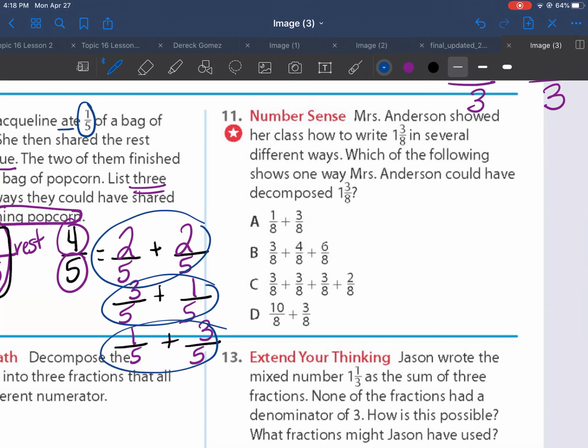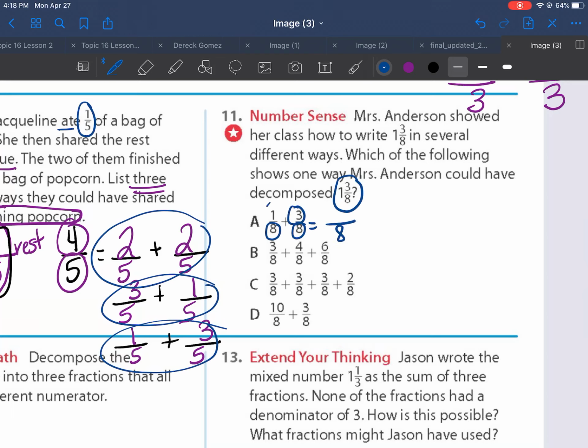Number 11, Miss Anderson showed her class how to write 1 3/8 in several different ways. Which of the following shows one way Miss Anderson could have decomposed 1 3/8? The very first thing we need to know is that this is a mixed number. So if you look at your answer choices, in order for us to have a mixed number, that means that we have to have an improper fraction.